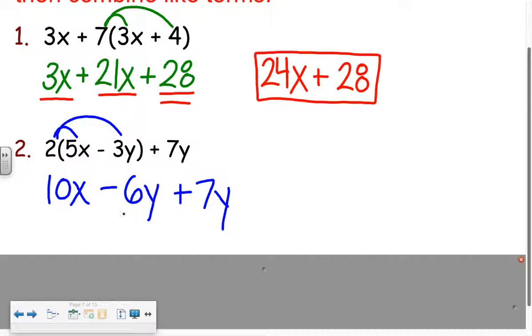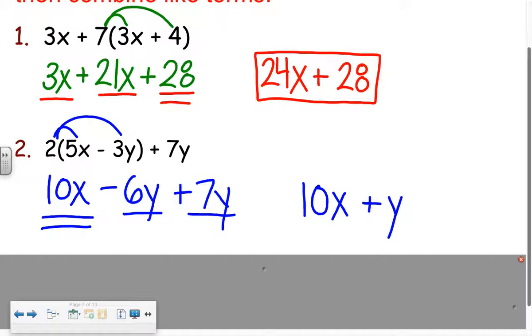Then if I do my underlining, negative 6y and 7y can be combined, and 10x stays by itself. I'm going to write the 10x first because x comes before y in the alphabet. Negative 6y and positive 7y make 1y or just y. So 10x plus y is your answer.